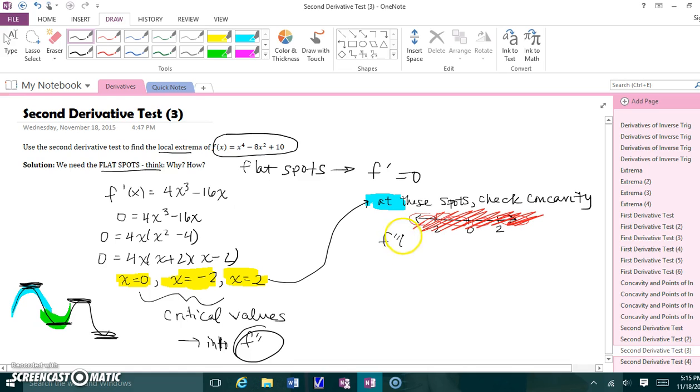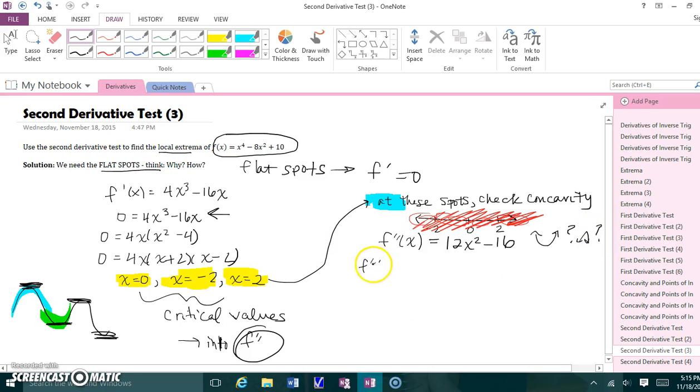So I should probably find the second derivative. My first derivative was right here, so let's get the second one. That would be 12x squared minus 16. So I'm going to check, is it concave up? Is it concave down at these points? So let's plug them in.